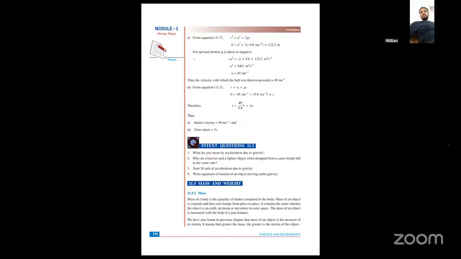Understood, guys? So I am not a fat man. The Earth is pulling me with 10 meters per second square. That's why my weight is 90 kg. Understood, guys? What I'm trying to say? Yes or no?